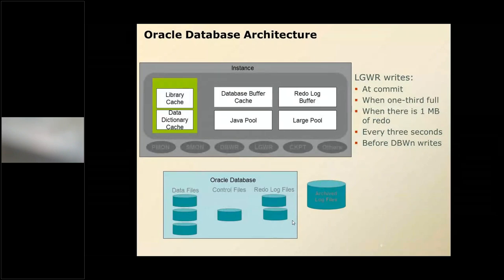Your Oracle database is divided into two parts, the instance and the Oracle database. The instance constitutes background processes and memory components. The Oracle database includes the actual files. The memory components include library cache, data dictionary cache, database buffer cache, Java pool, redo log buffer and large pool.